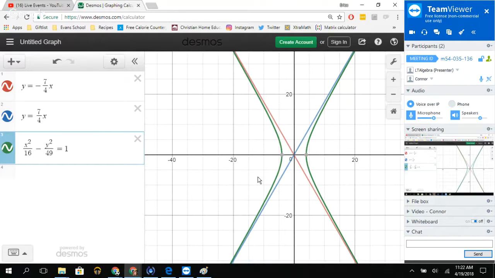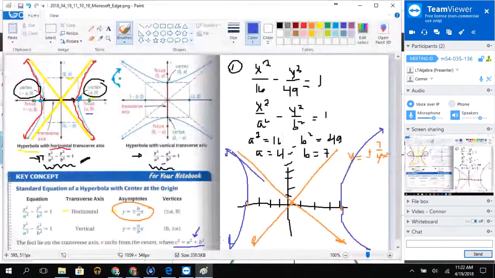All right, so then the last thing that we want to do for this kind of a problem is we want to graph it. So we did that. Much better on Desmos than mine. Identify the vertices, which we did. The vertices are at 4, 0 and -4, 0. So that's where my vertices are.